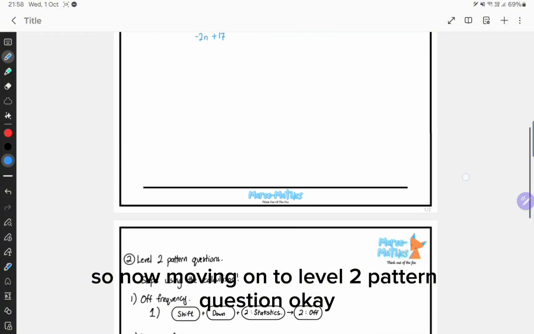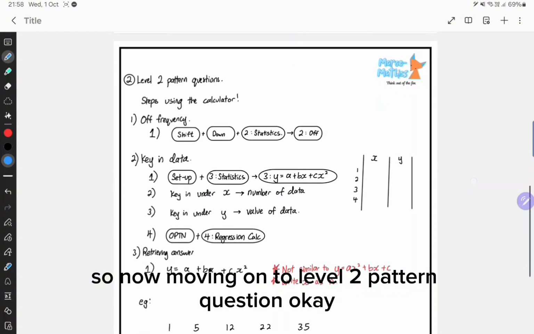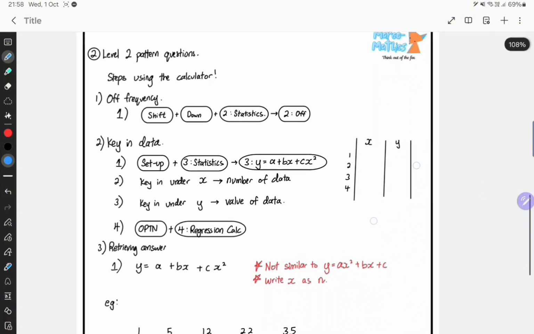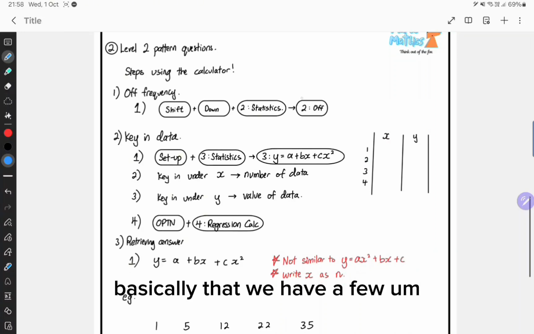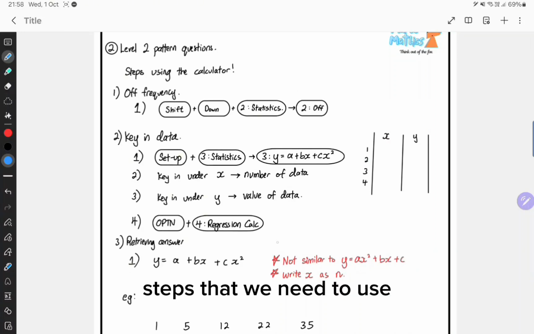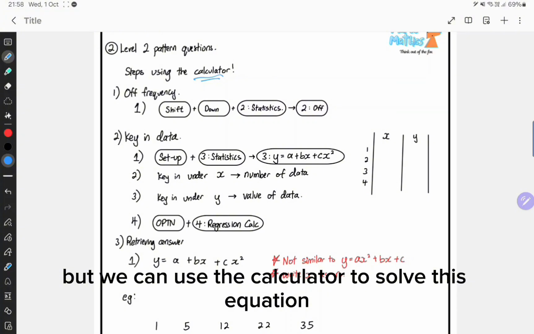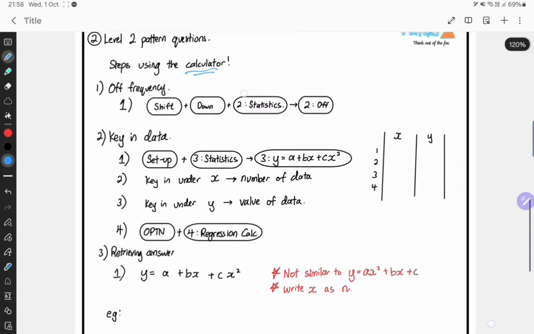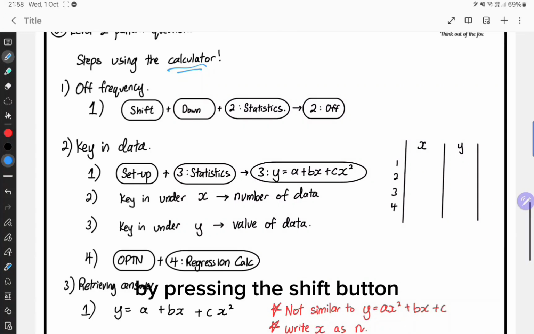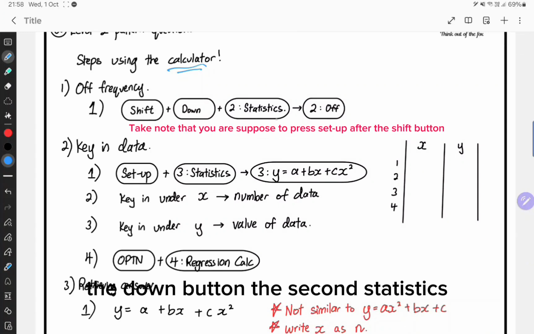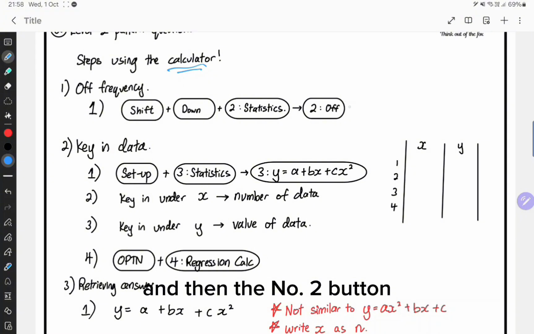Alright, so now moving on to level 2 pattern question. Okay, so for level 2 pattern question, we have a few steps that we need to use, but we can use the calculator to solve this equation. First of all, we want to turn off the frequency by pressing the shift button, the down button, the second option statistics, and then the number 2 button, which will turn off the frequency.